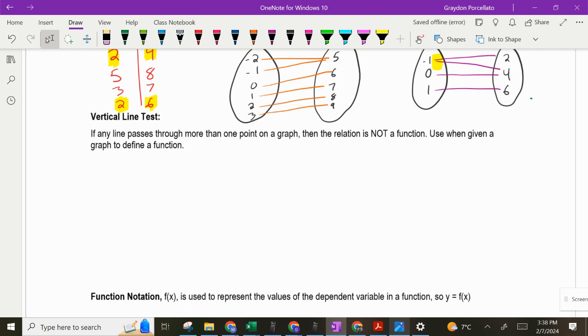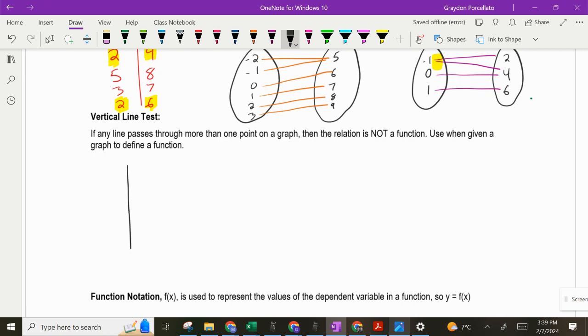In grade 9, you would have also maybe looked at, not grade 9, in grade 11, you may have also looked at the vertical line test. And so what the vertical line test is saying is if we're looking at a graph, we can tell if something is a function or not based on the graph. And the way to do that is to look at if any vertical line passes through more than one point on a graph, then it is not a function. Use when given a graph to define a function.